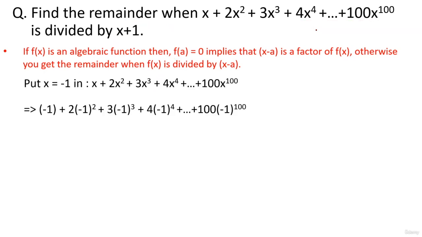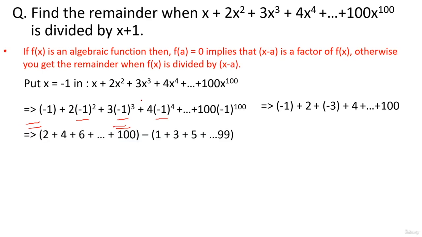So, we substitute x equal to minus 1 in the given expression, and that will be minus 1 plus 2 into minus 1 square, plus 3 into minus 1 cube, 4 into minus 1 to the power 4. Okay, yahan pe kuch negative terms aayenge, guys. Minus 1 aayega, then minus 3 aayega, minus 5 aayega. And some positive terms aayenge, right? 2 into minus 1 square is basically 2 into 1, 4 into minus 1 to the power 4 is nothing but 4, right? So, all the even numbers 2, 4, 6, 8, 10, these are positive ho jayenge. And minus 1, minus 3, all the odd terms will be negative in this case, right?